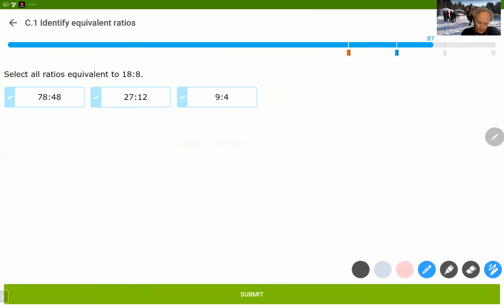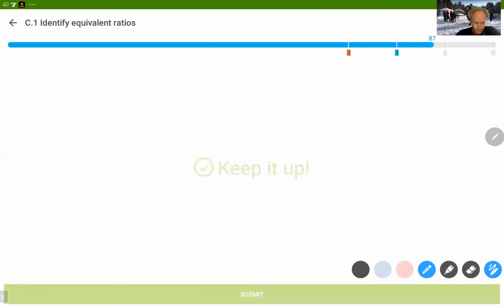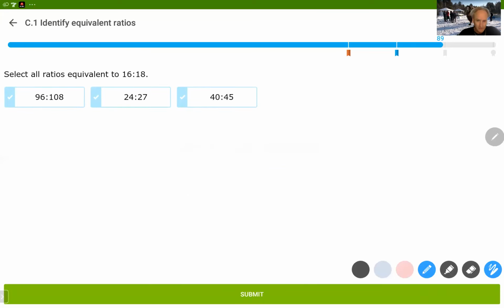18 to 8 is 9 to 4, and times 3 is this one, and 9 does not go evenly into 78. If we multiply by 12, that is almost, but doesn't quite work. 16 to 18 divide by 2, which gives us 8 to 9, times 5 gives us that one, times 3 gives us that one, times 12 gives us that one.